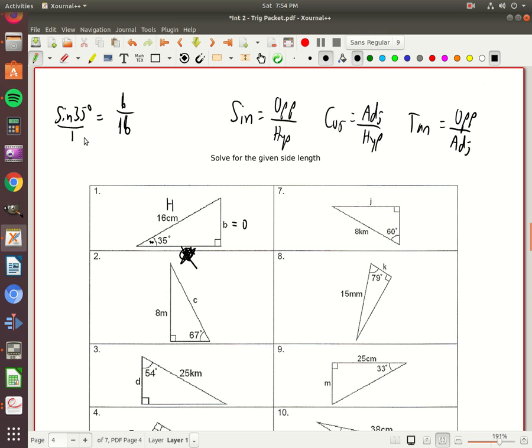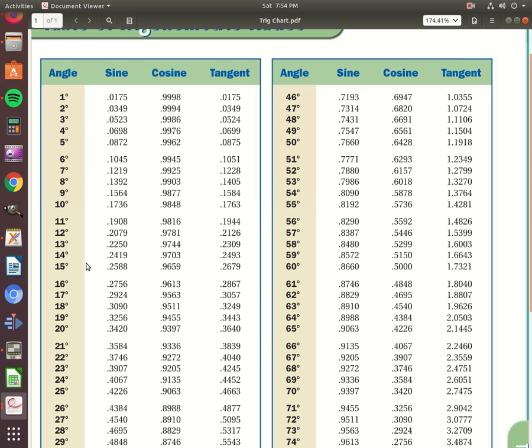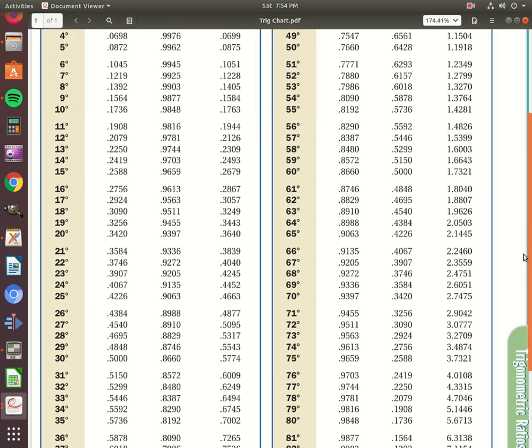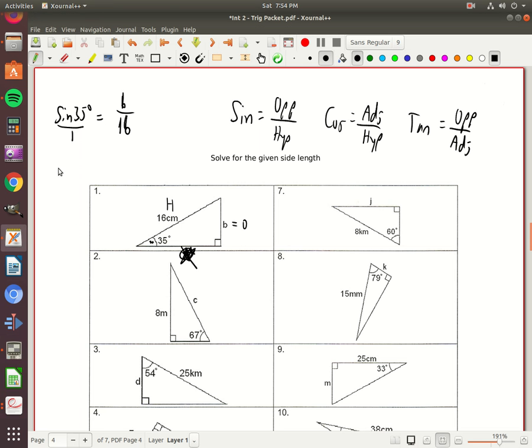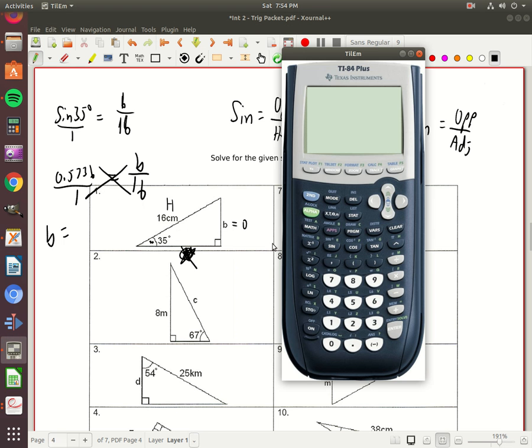So I'm going to go to my ratio, and I'm going to get the sine of 35 degrees. I'm looking at sine, which is the first column. The sine of 35 degrees is 0.5736. So that's the one I want to use here. 0.5736 over 1 is equal to B over 16. I will cross multiply. B times 1 is B, and I will grab a calculator.